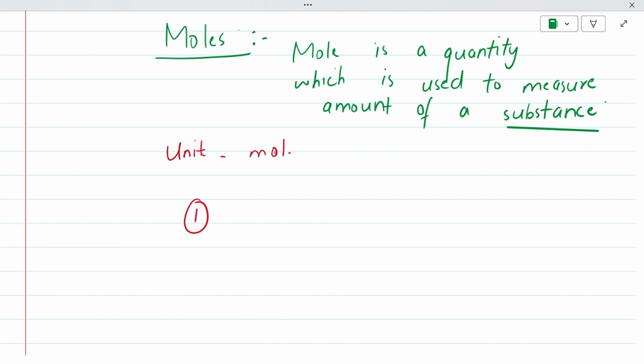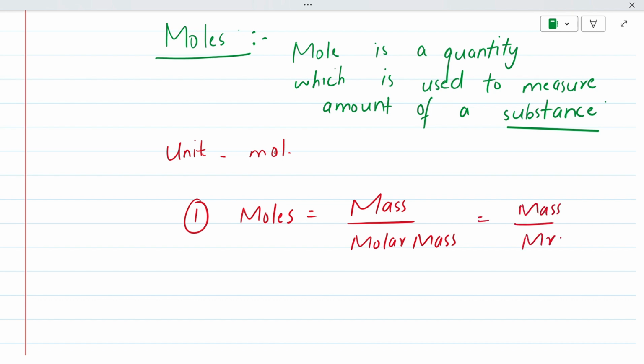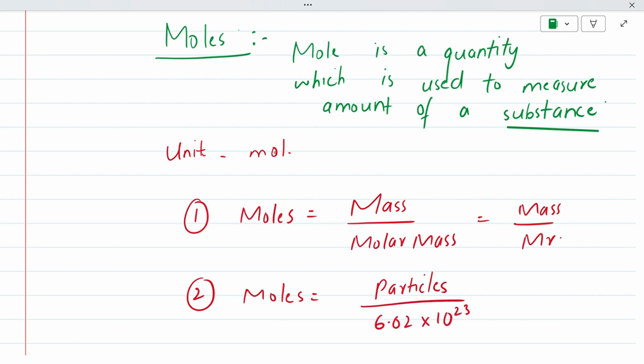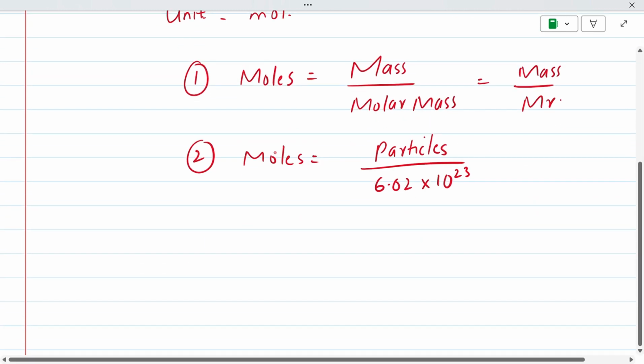The first one is moles equals mass over molar mass, and you can also call it mass over Mr, which is relative molecular mass. And the second one is moles equals particles divided by 6.02 into 10 to the power 23. So this number right there, this is Avogadro's constant.